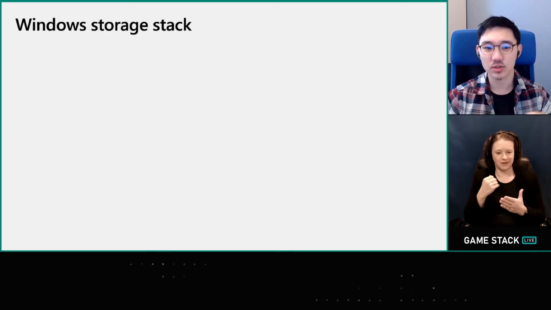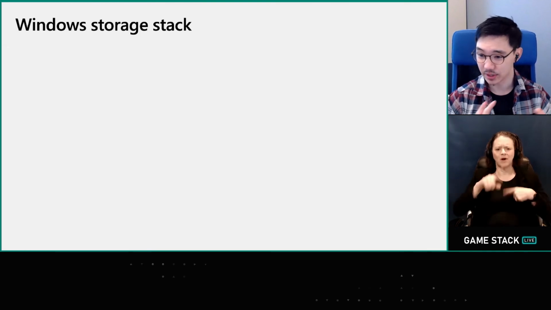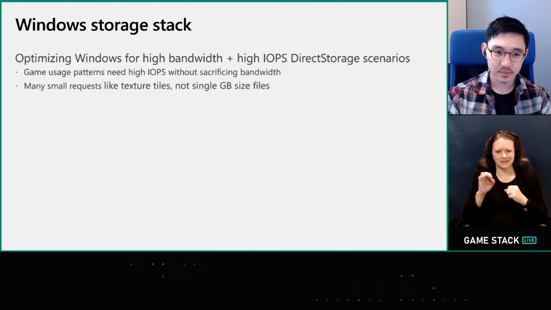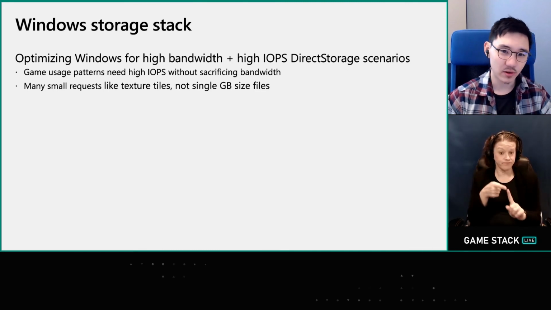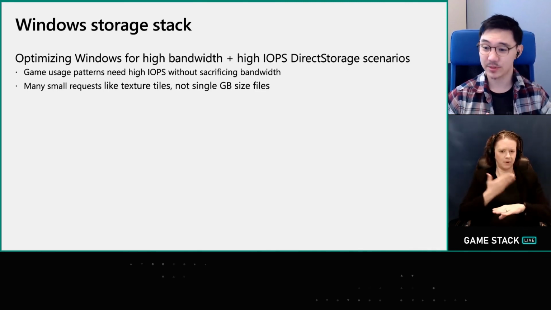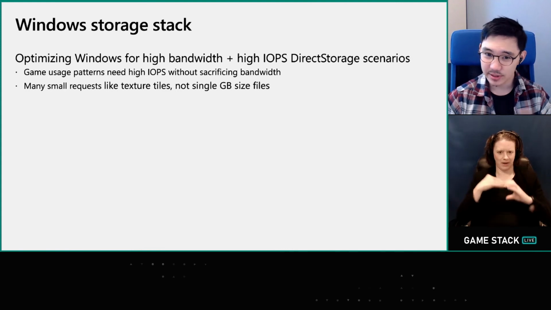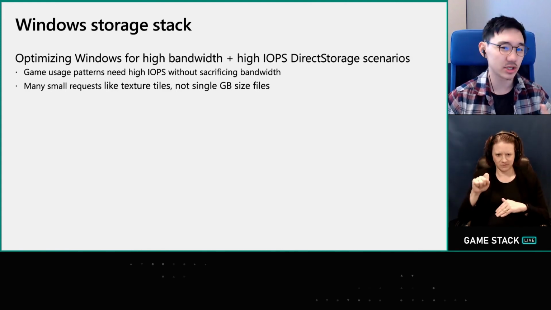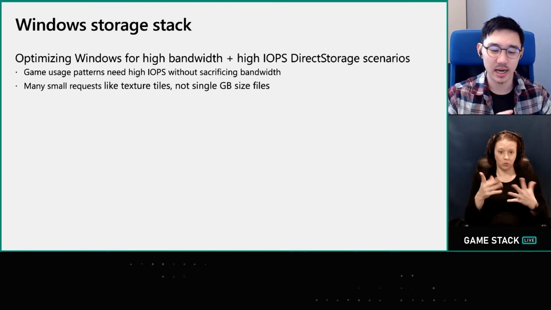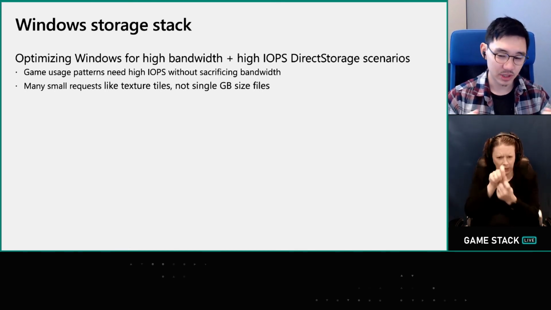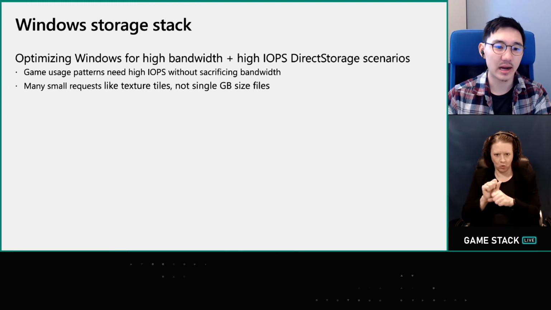So let's take a look at the Windows storage stack. This is the last of those 3 components that I mentioned before. What we're basically doing here at Microsoft is optimizing Windows for high bandwidth and high IOPS direct storage scenarios. It's important to recognize that it's not just high bandwidth that you want, but because of that very highly granular and parallel workload, there's also a high number of IOPS.